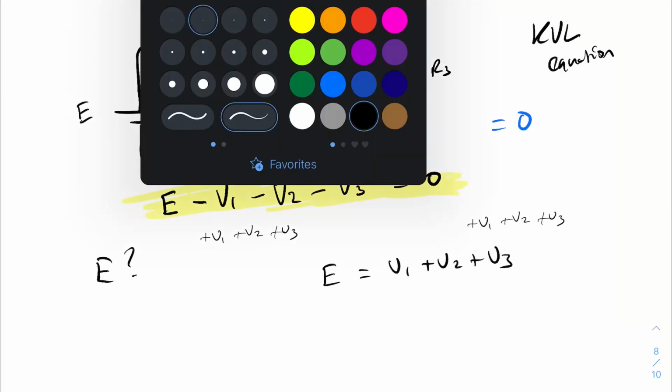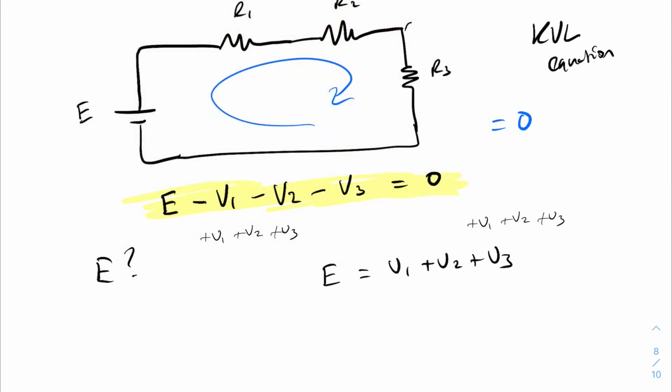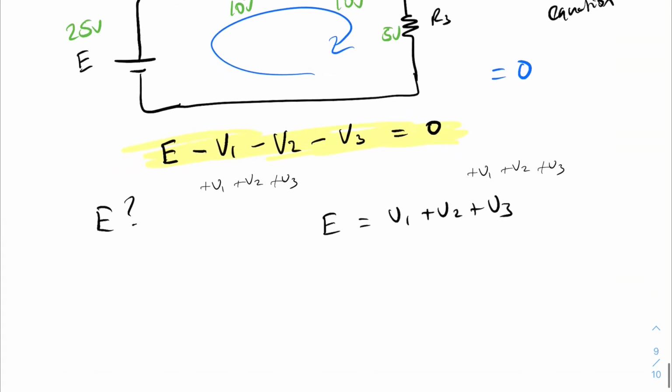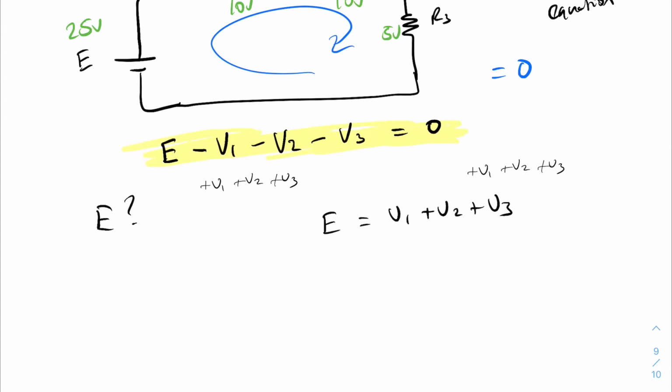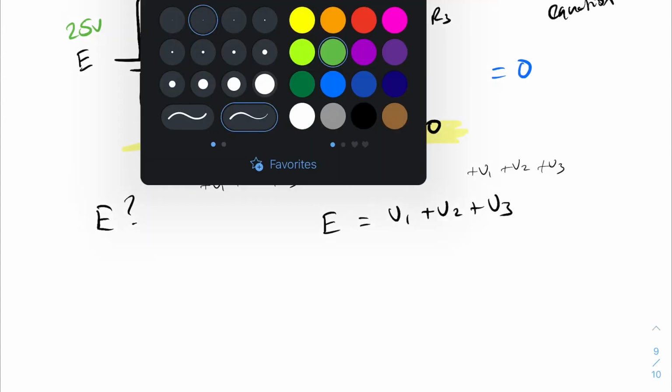So if we take some examples, say E was 25 volts, and the voltage drop across R1 was 10 volts, R2 was 10 volts, then for R3 the voltage drop would have to be what? 5 volts, right? So you can see here that E is going to be equal to the voltage drop across all the other components in that loop, providing obviously there aren't other voltage sources. Cool?